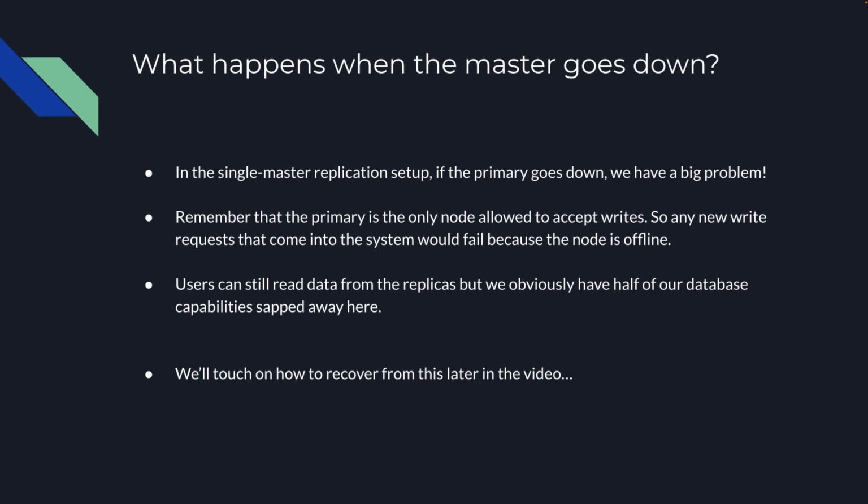What happens when the master goes down? In the single master replication setup, if the primary or the master goes down, we have a big problem. Remember that the primary or the master node is the only node allowed to accept writes. So if any new write requests come into the system, they would fail because that node is offline. Users can still read data from any of the replicas, but obviously we have half of our database capabilities removed here.